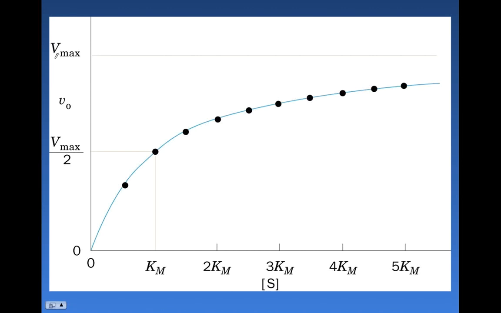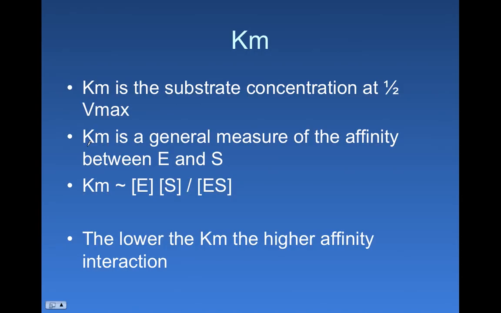So if we know the Vmax for a reaction, then we know what half of that rate is. And we can look at a curve like this and say Km is equal to the substrate concentration where we've reached half of our maximal velocity. That's a really useful way to think about Km. It is the substrate concentration where we've reached half of our maximal velocity.